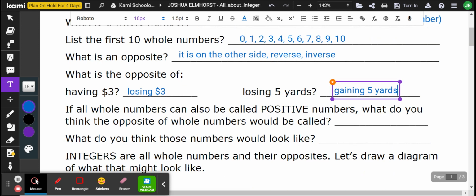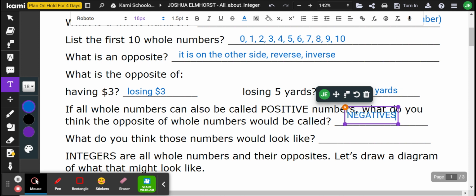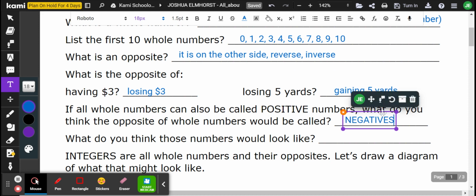Okay, so if all whole numbers can also be called positive numbers, what do you think the opposite of the whole numbers would be called? The opposite of positives would be negatives. And that's what we're going to get into with integers. Okay, what do you think those numbers are going to look like?